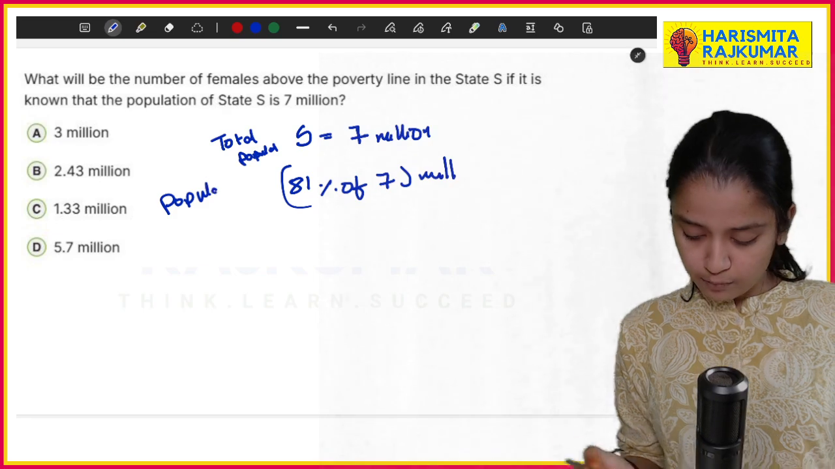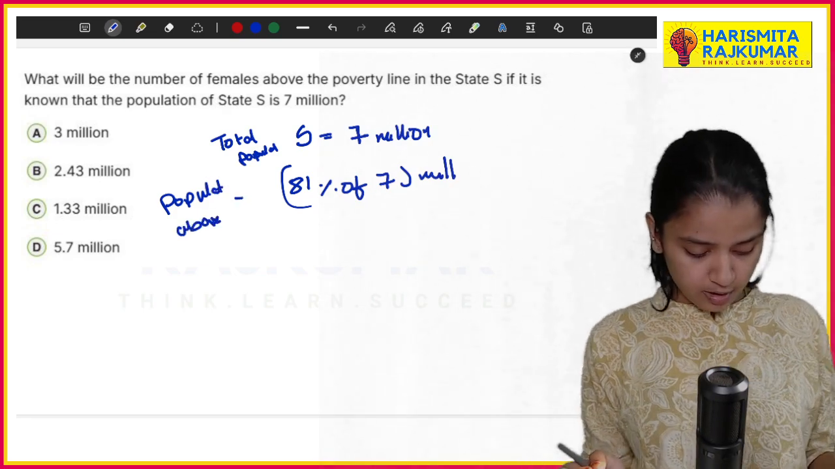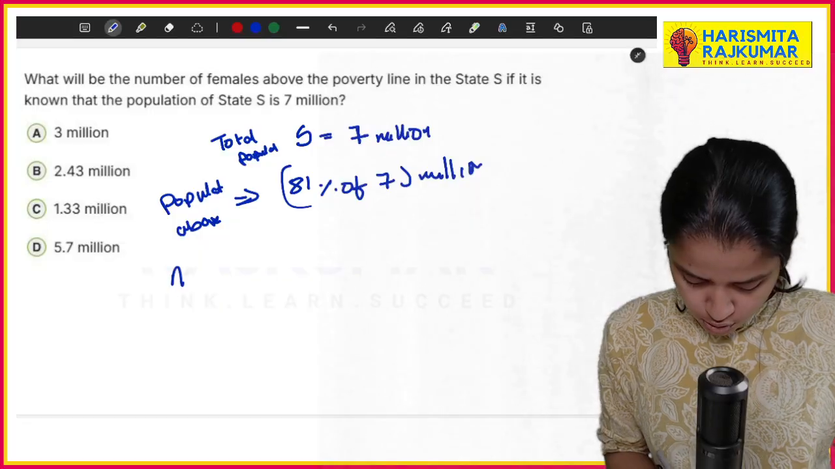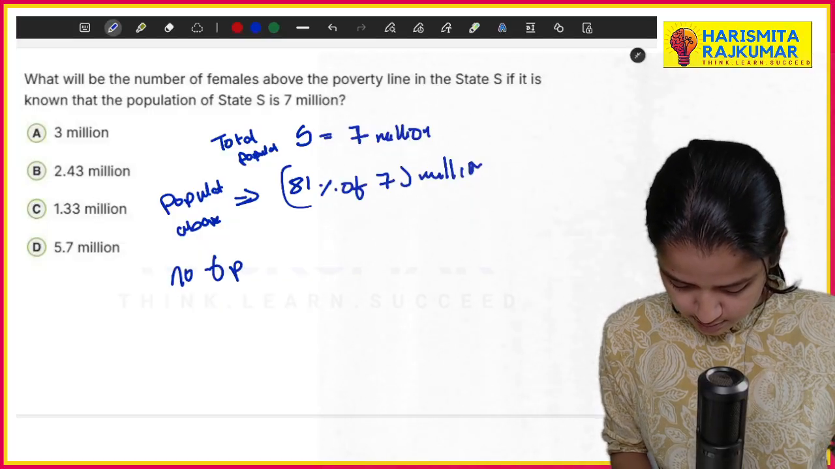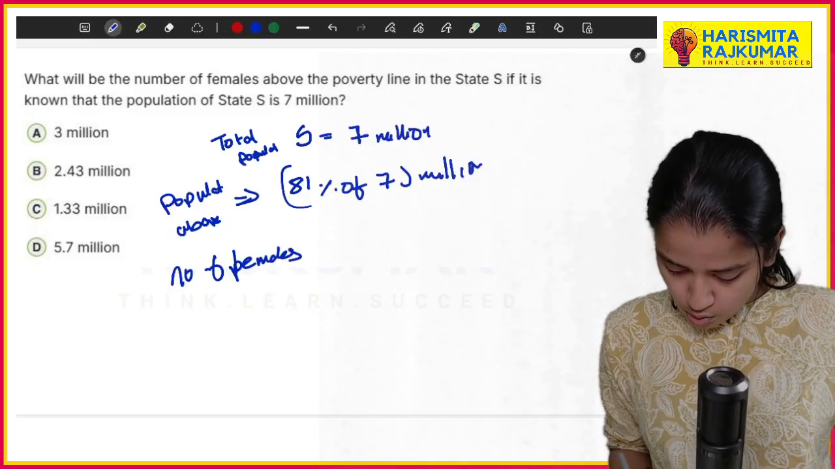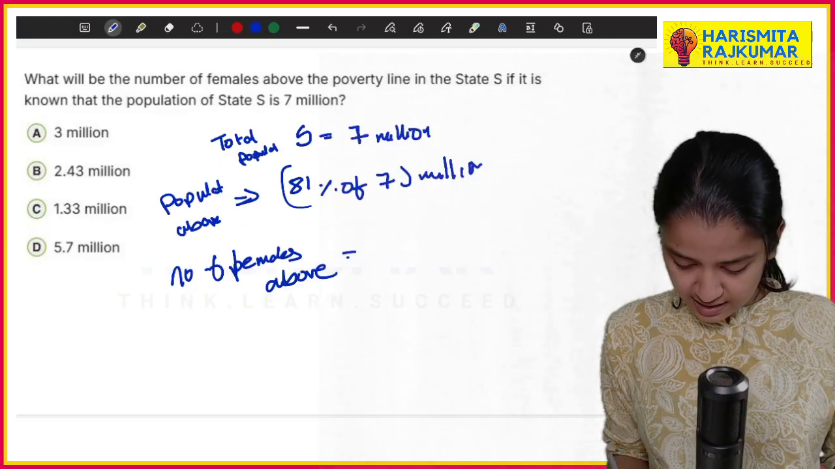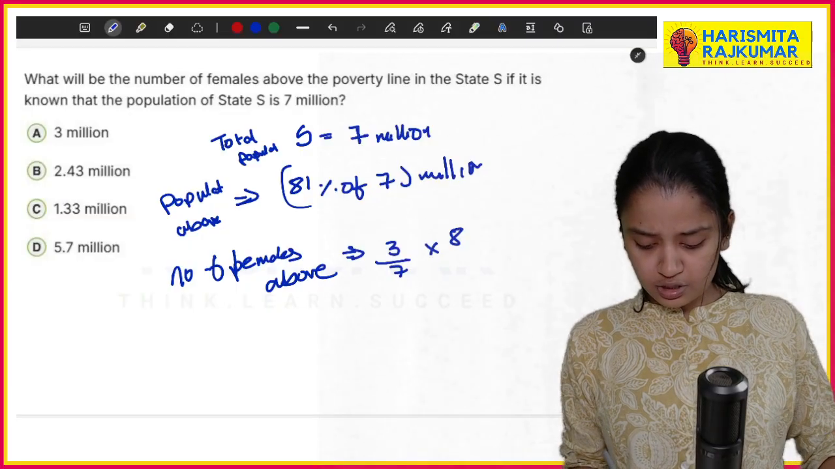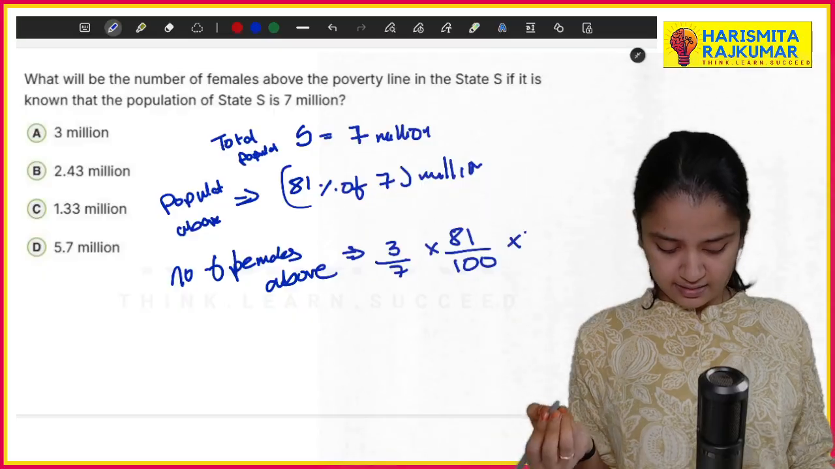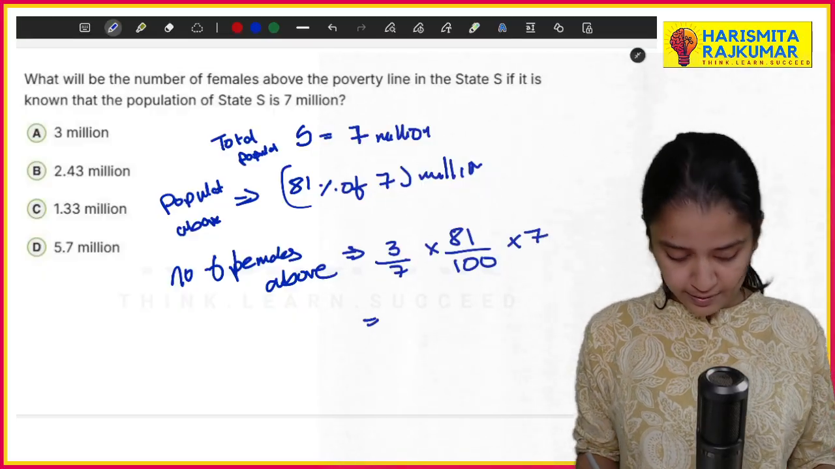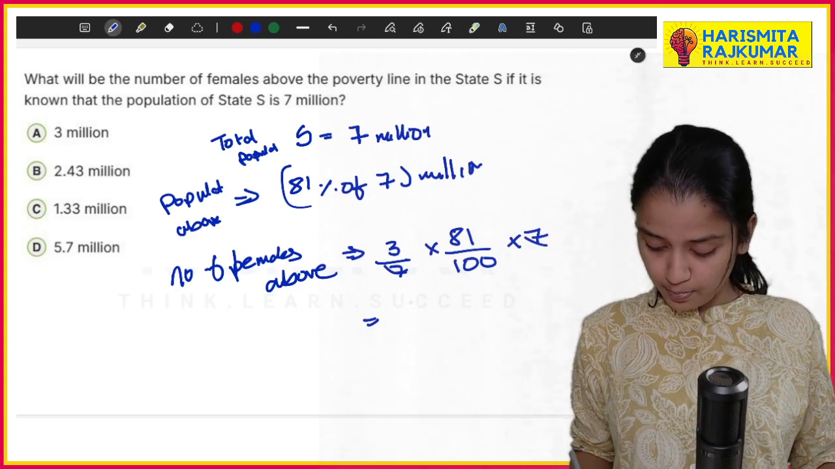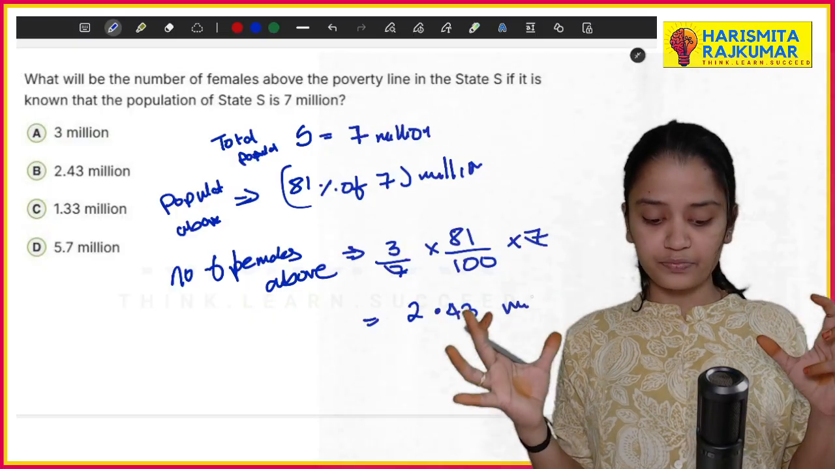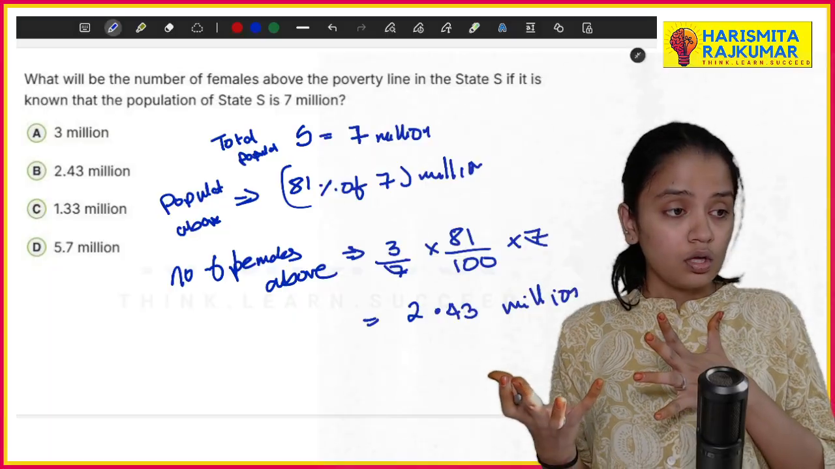I told you, the population above is 81 percent of 7 million. Now they are asking for the number of females above. That is the question. So the number of females above will be 3 by 7 into 81 by 100 into 7. If you just cancel it and solve it further, you will get 2.43 million. So 2.43 million is your right answer for the females above the poverty line.